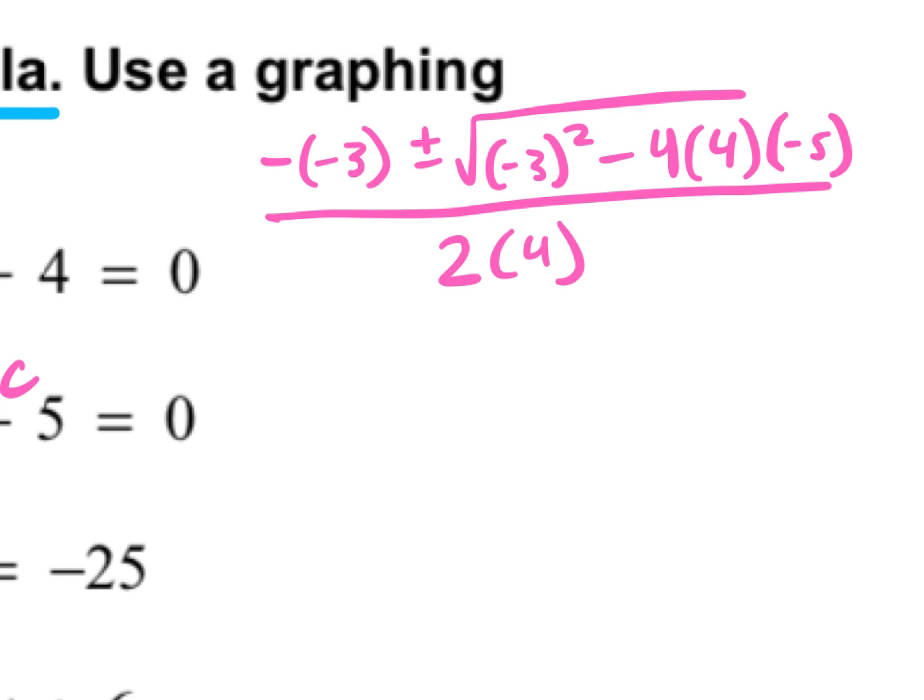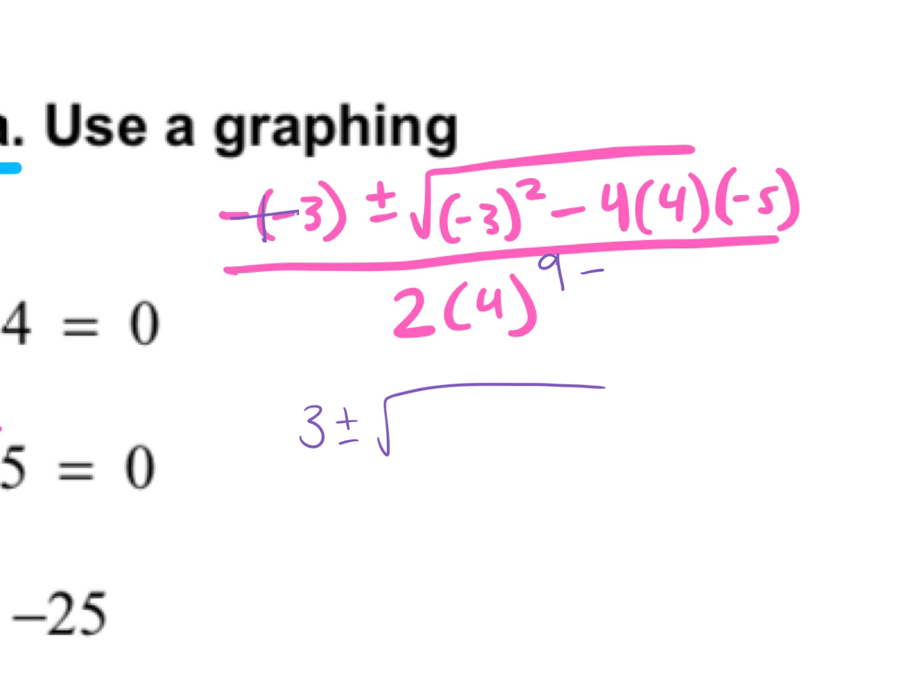From here, after we plug it in, let's simplify. What's negative negative 3? Positive 3, so that would be 3 plus or minus. Negative 3 squared is 9. Minus 4 times 4 is what? 16. So negative 16 times negative 5. That would be 5 times 16 is 80. So that would be positive 80. So we have 9 plus 80, which is 89 over 8.